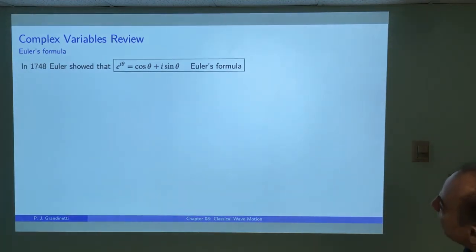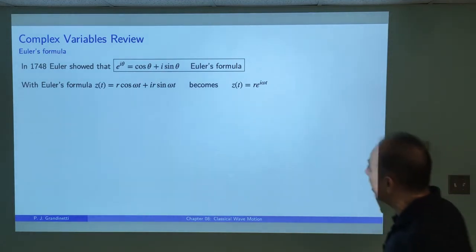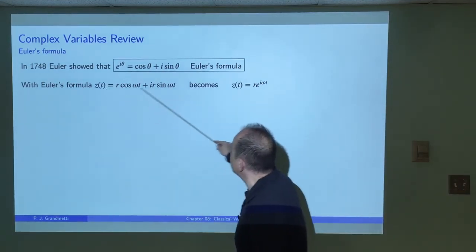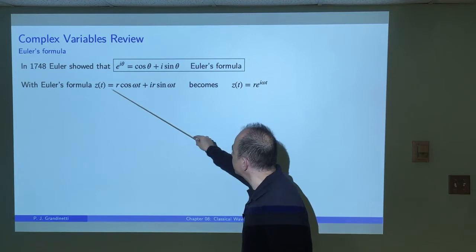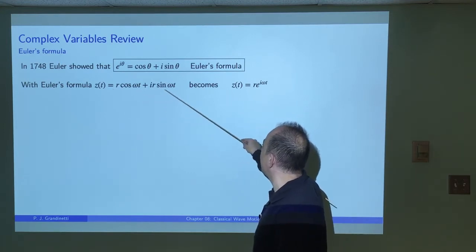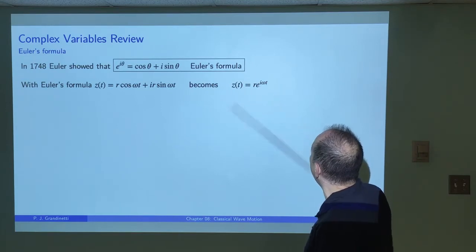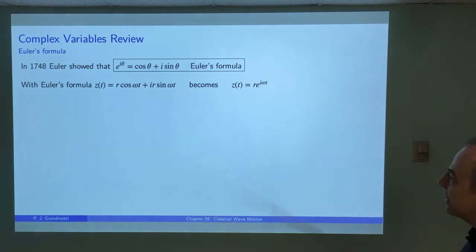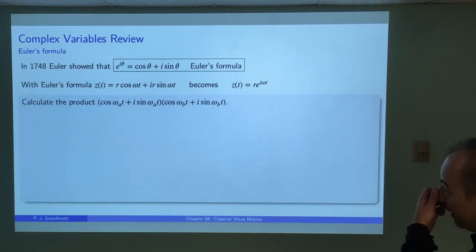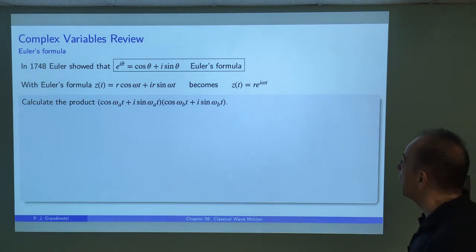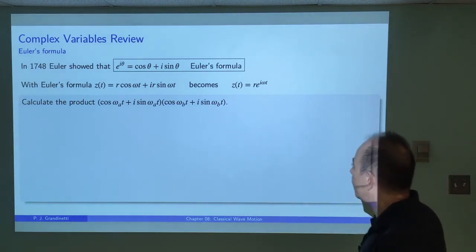So I'll leave that for you to prove, but what's important about that is that then our equation here, which is r cosine omega t plus i r sine omega t, becomes just z is equal to r e to the i omega t. So that makes it even more compact than it was before. And that is actually a great simplification. And one of the ways I'll show you that it's helpful is this simple example here.